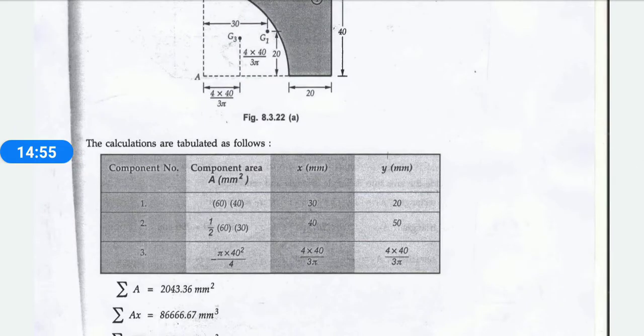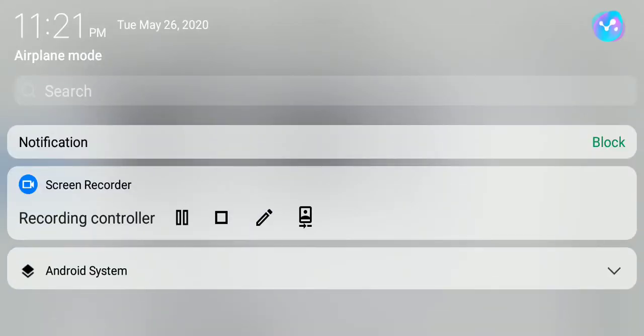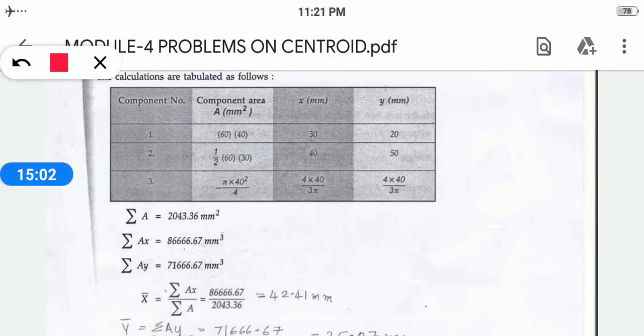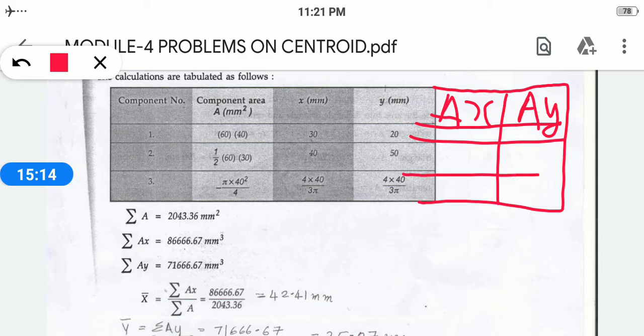Next thing you have to find it like a into x and a into y. Okay, here they had not mentioned in this. You have to put a table including your a into your x value and a into your y value, so you'll get three different type of answers. After that you need to find the summation of a, that means addition of this three values. Next, summation of ax, that is addition of this three value. Summation of ay, that is addition of this three value.